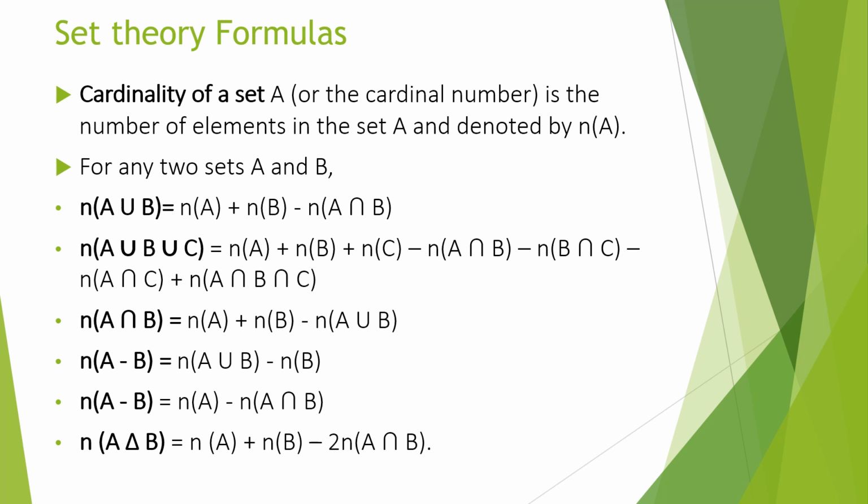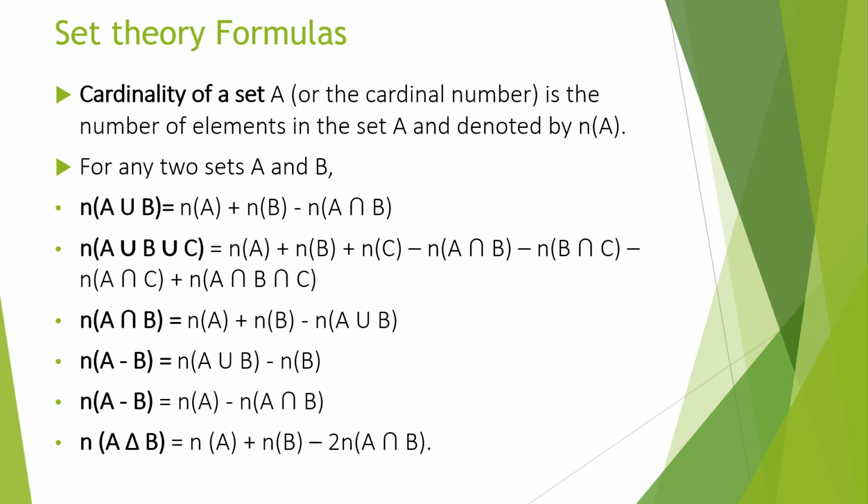Similarly, you extend it: n of A union B union C is n of A plus n of B plus n of C minus n of A intersection B minus n of B intersection C minus n of A intersection C plus n of A intersection B intersection C. In the same way, from the first case you can also write n of A intersection B is n of A plus n of B minus n of A union B. n of A minus B is, remember, all the elements which are in A but which are not in B. So it is n of A union B minus n of B. You can also write it as n of A minus n of A intersection B.